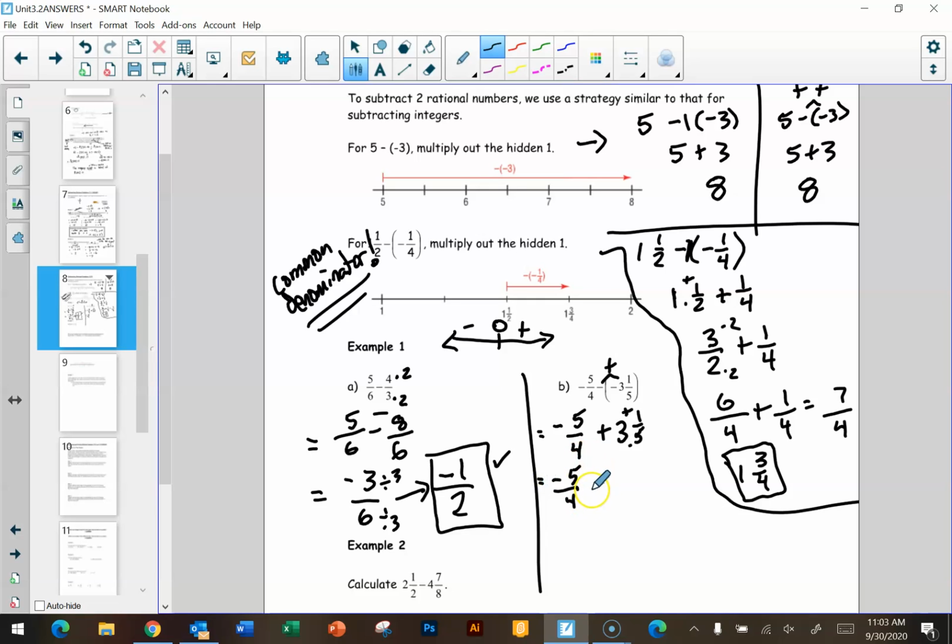Okay, we didn't change that one yet. Plus, okay, start down here. 5 times 3 is 15, plus 1 is 16. And then you always write it over the original denominator, which was 5.